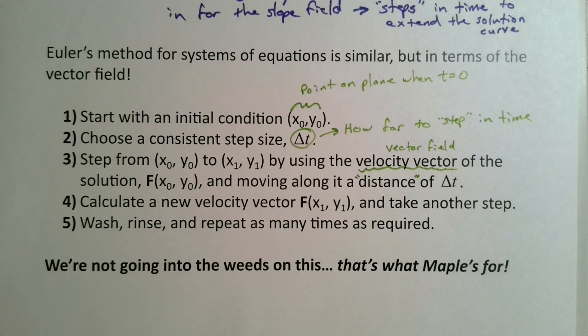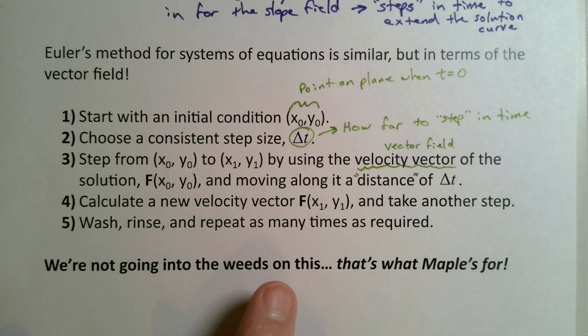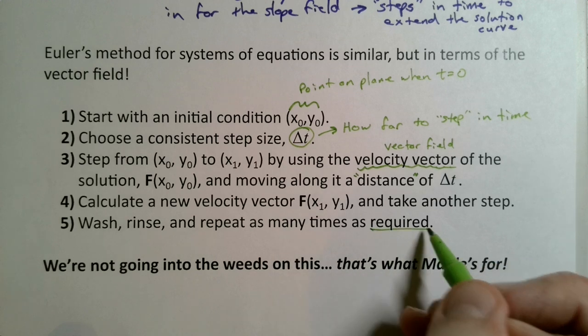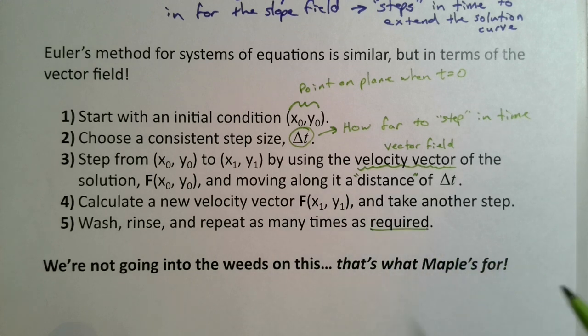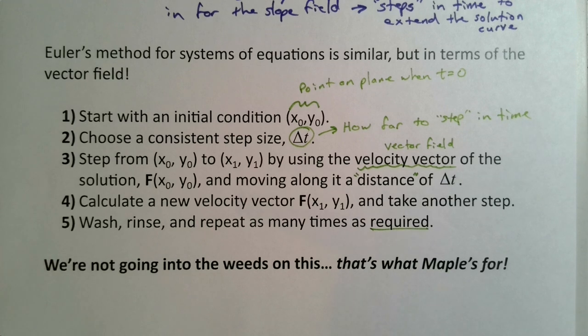So we're not going to get too far in the weeds on this. And by that, I mean, we're not going to do this by hand just because it takes forever to do that. So we're going to use Maple. And so notice it says as many times as are required, and that's whether you want to get to a specific t-value or you want to take a specific number of steps. So we're going to figure out how to do this in Maple.